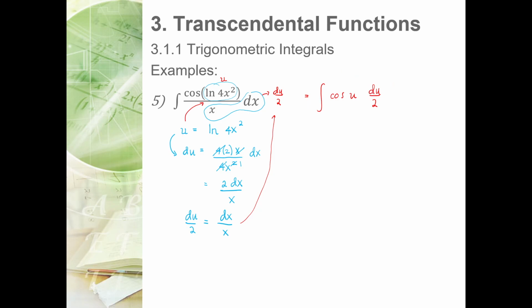So du over 2 is 1/2, so you may take 1/2 outside the integral. And it becomes even simpler given that our expression is just cosine u du, which is a standard formula. So the integral of cosine is sine. So you have 1/2 sine u plus c. And then bringing back the value of the u parameter, this gives us 1/2 sine of ln 4x squared plus c.